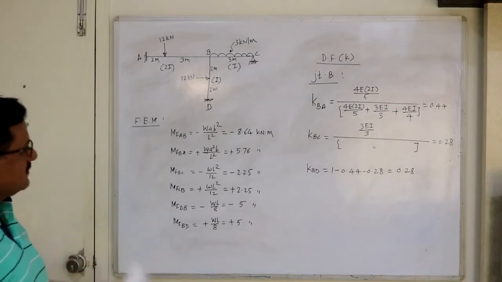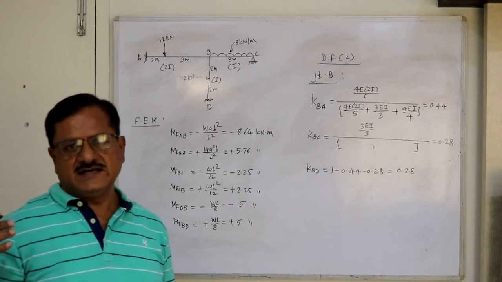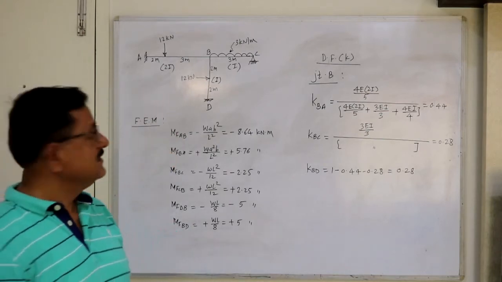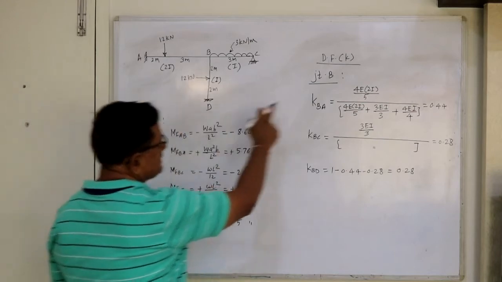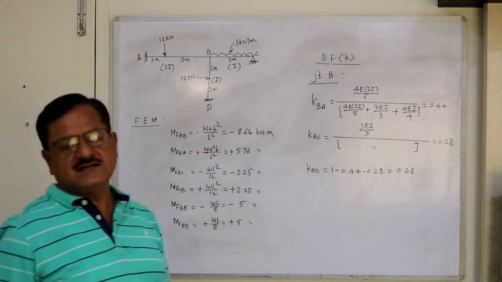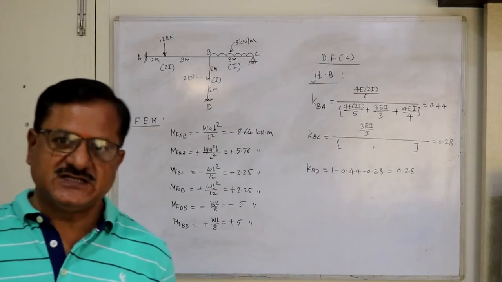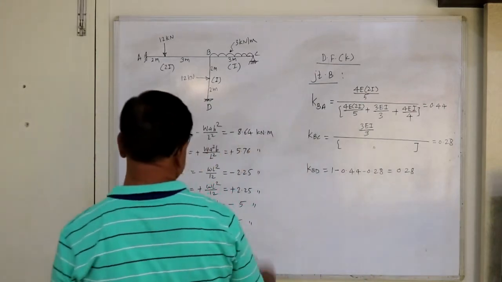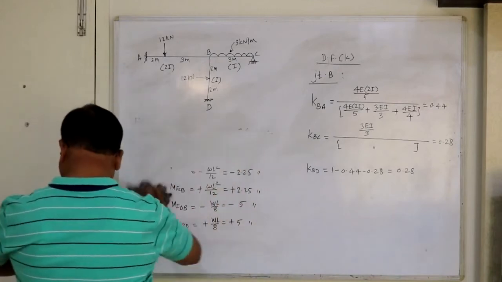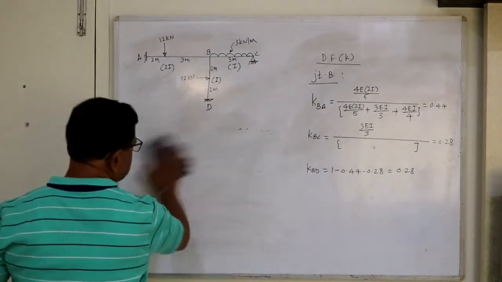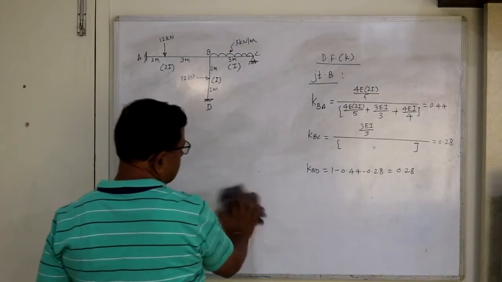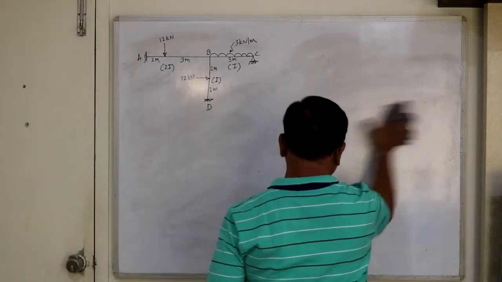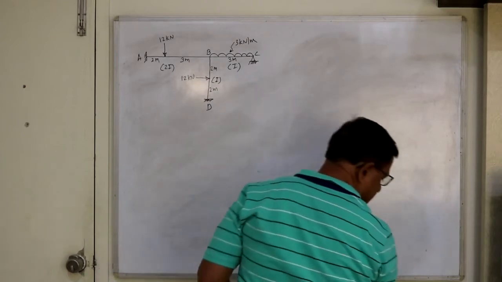Now after calculating, already I have told you that this is a problem of 3 steps only. Finding out fixed end moments, distribution factors, and third, preparing the moment distribution table. That's all. In the moment distribution table, you will get the final moments. And then we can construct the bending moment diagram.